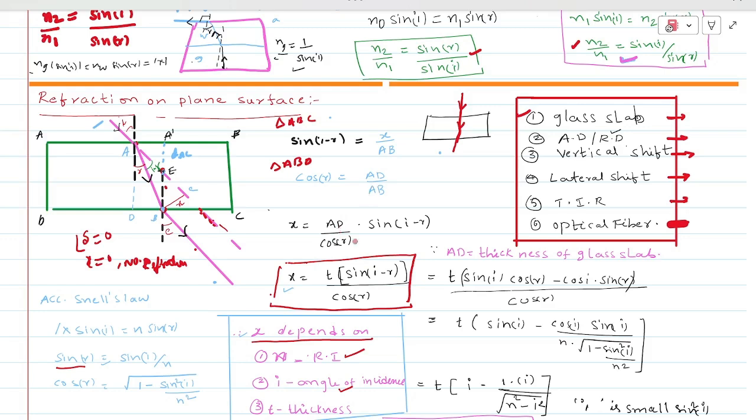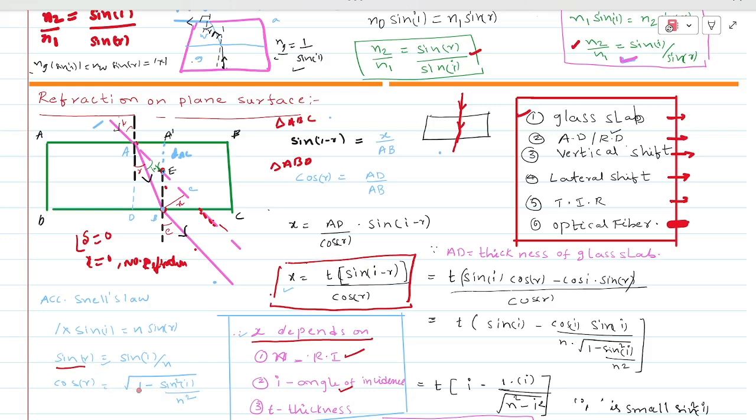Then AB is equal to AD by cos r. Substituting, you will get this answer for larger angles: the lateral shift x is equal to T into sin of (i minus r) by cos r. This will be expanded as sin of (A minus B), and applying Snell's law for this glass slab experiment, cos r is eliminated.